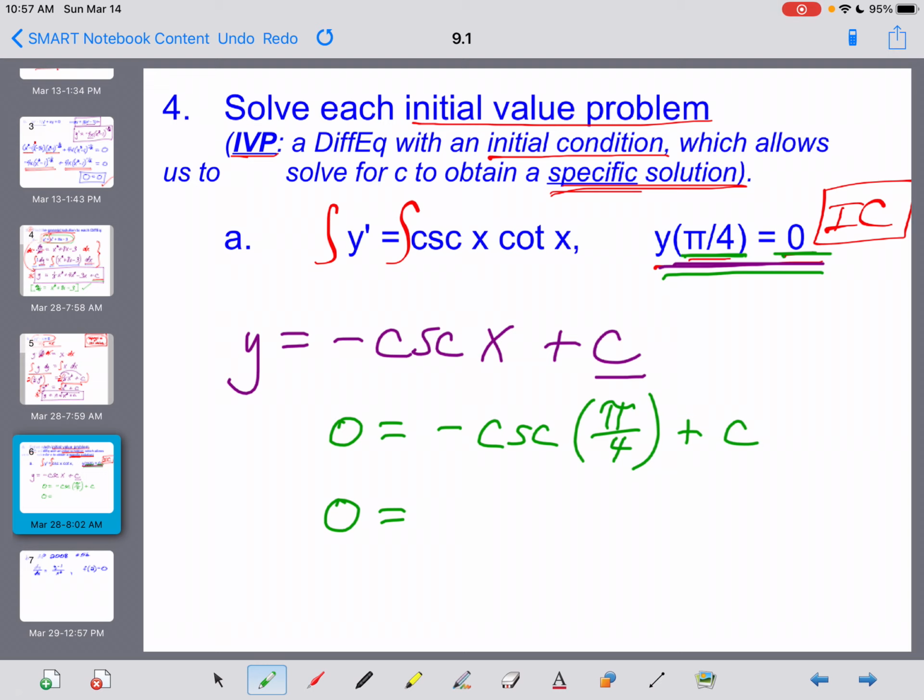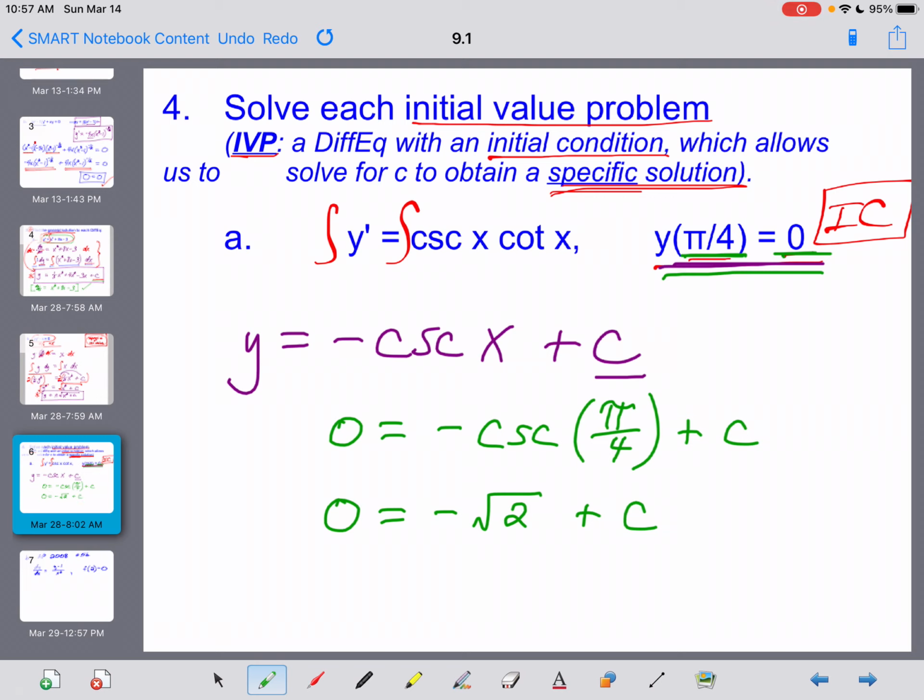Cosecant is the reciprocal of sine. Sine of pi over 4 is root 2 over 2, which, if you remember from its non-rationalized form, is 1 over root 2. Cosecant is the reciprocal of that, so that is just the square root of 2, and I have the negative out in front of that. And we'll add the c at the end.